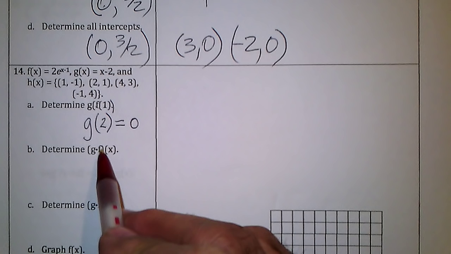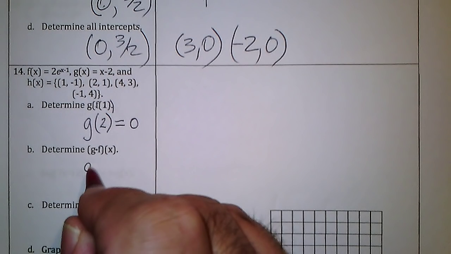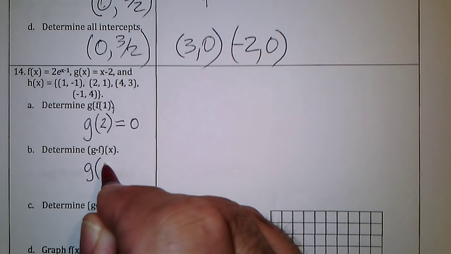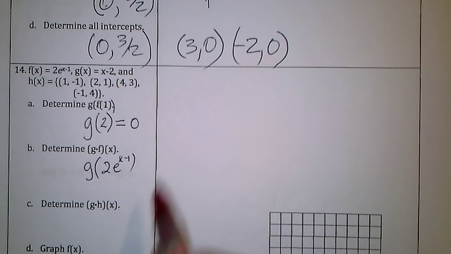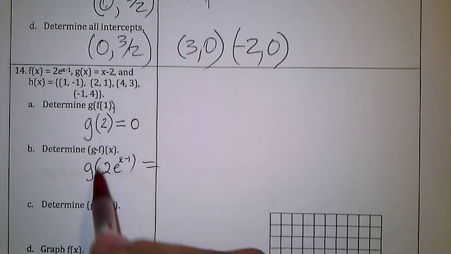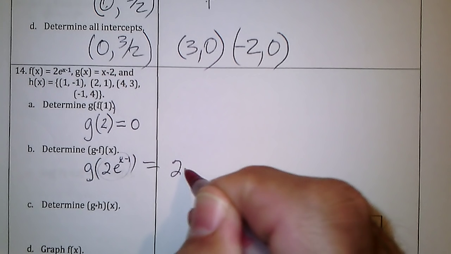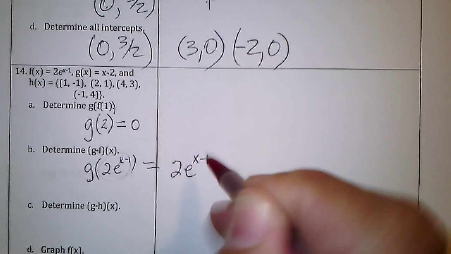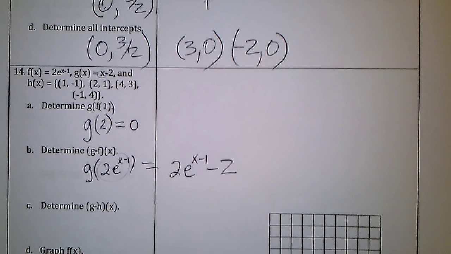So we've got to put x into f. X into f is just that. So we got to find g of 2e to the x minus 1. And so we got to put this in for the x in g. So we're going to have 2e to the x minus 1 in place of the x minus 2.